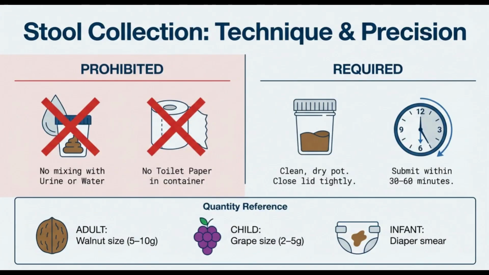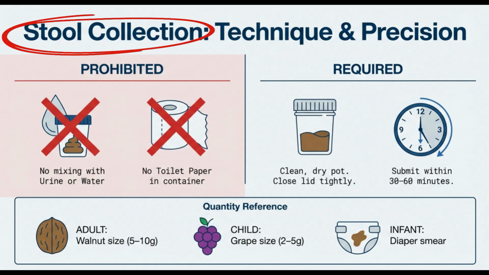All right, so we've got the foundational principles down. Now let's see how this all plays out in the real world. We're going to apply these universal rules to some specific, common specimen types, and we'll start with one of the most frequent ones in parasitology, stool samples. When it comes to stool collection, technique and precision are everything.